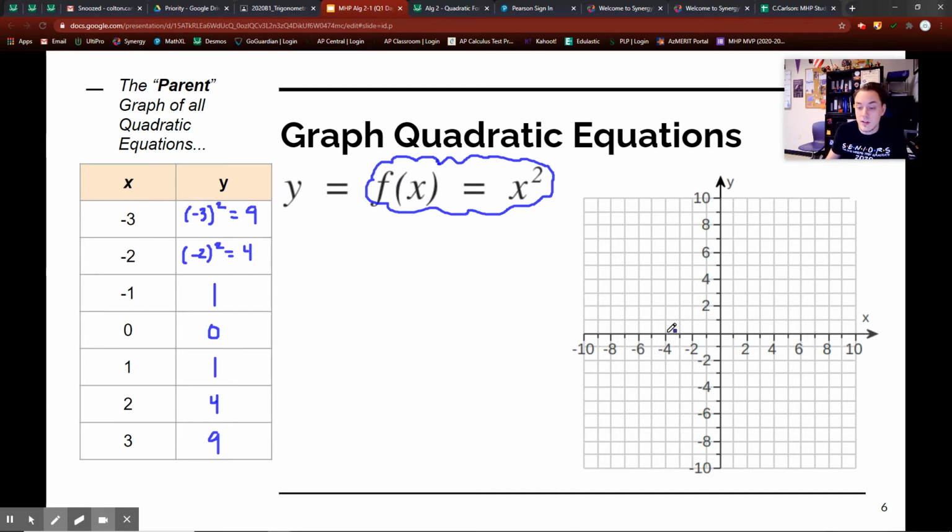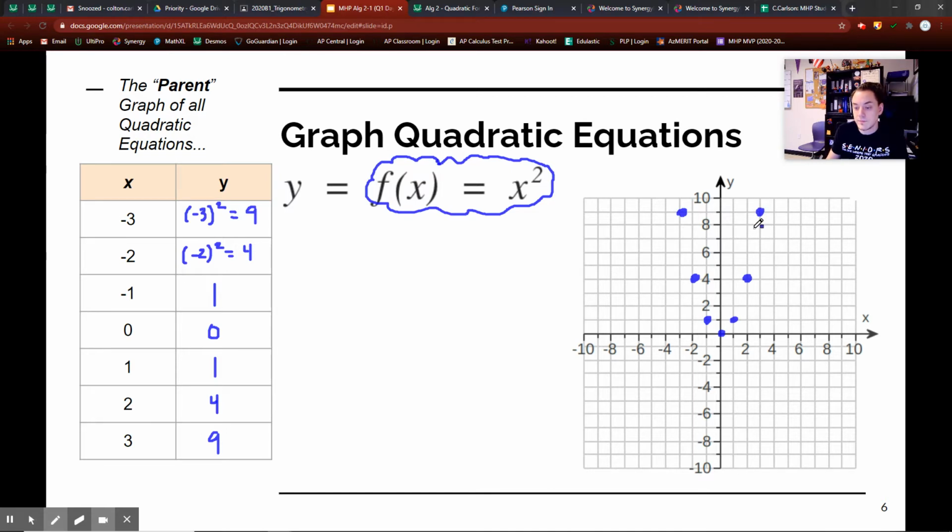-3, 9. So I'm going to go to -3 right here, and then 9. I'm going to plot my point. Okay? -2, 4. Plot my point. -1, 1. It's going to be right here. 0, 0. And then 1, 1. Start to see what's happening here. And then 2, 4. And then 3, 9.